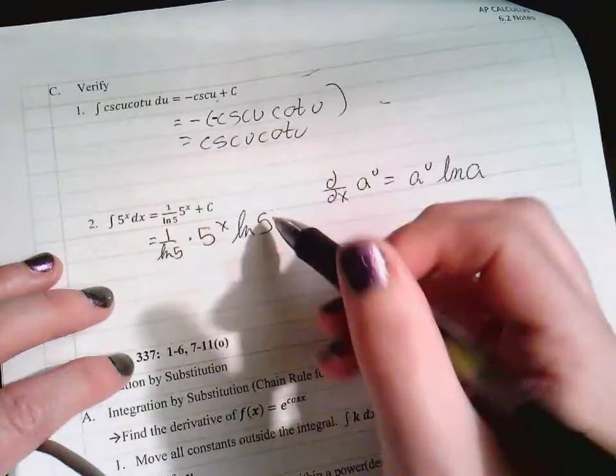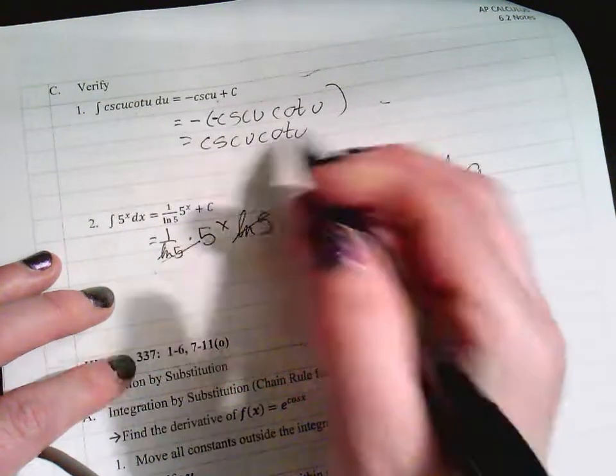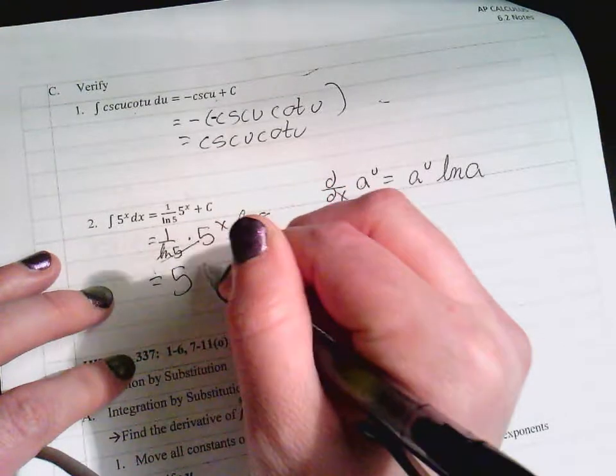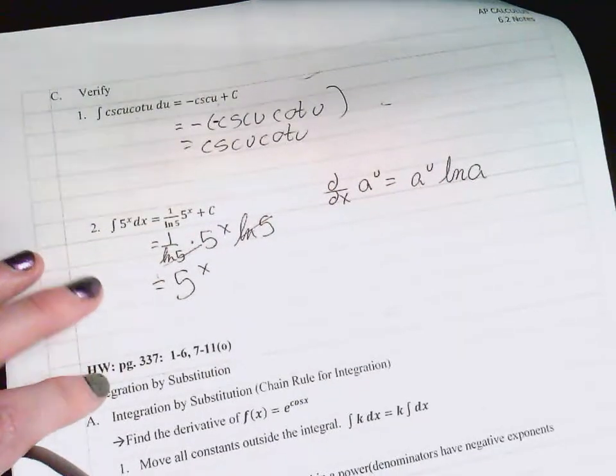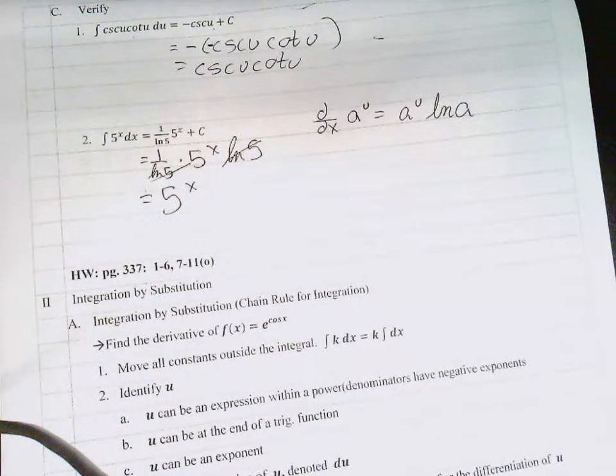Okay, well what happens here? This and this cancels out, so you're left with 5 to the x. And that is how you do indefinite integrals and how you use differentiation to verify the antiderivative formula.